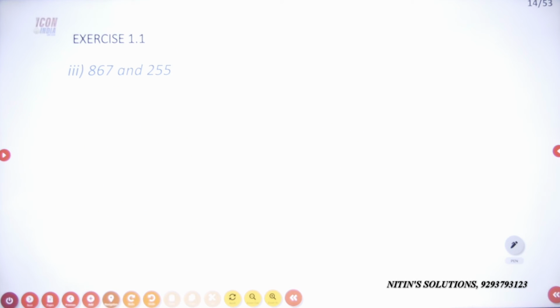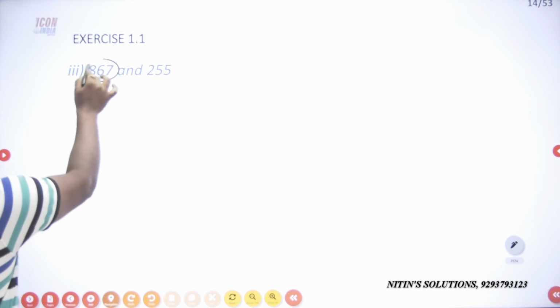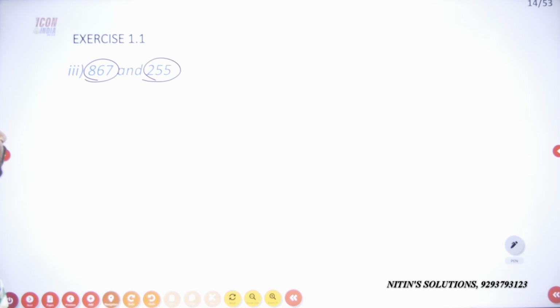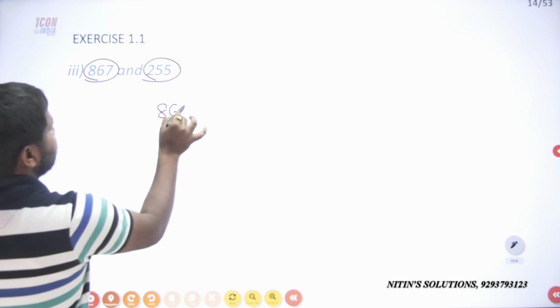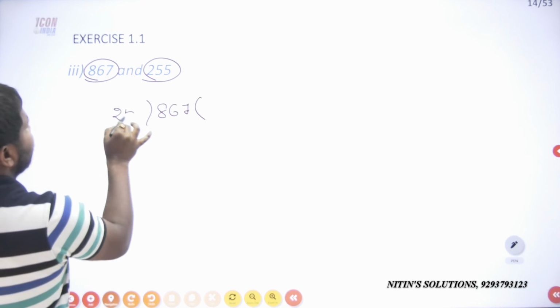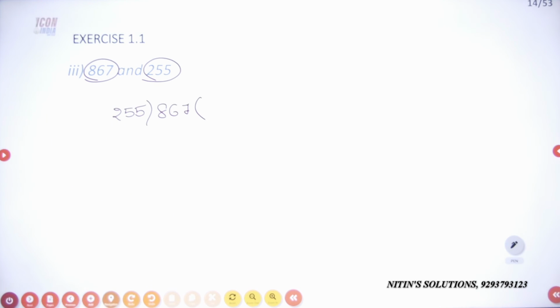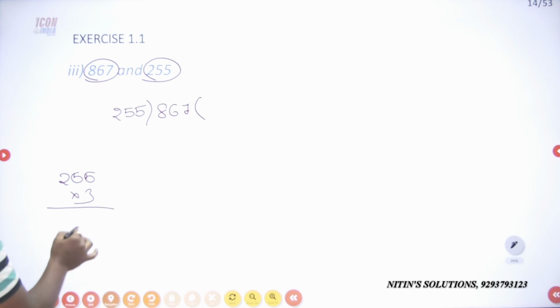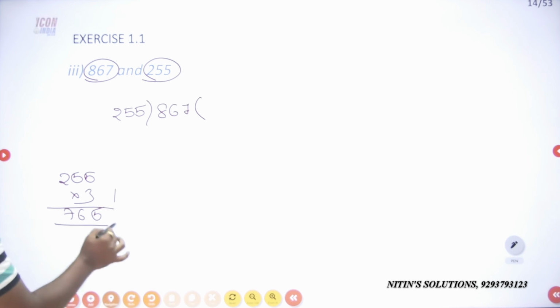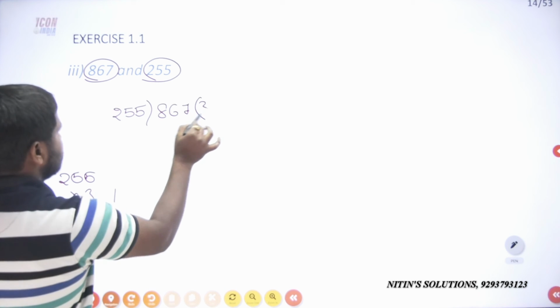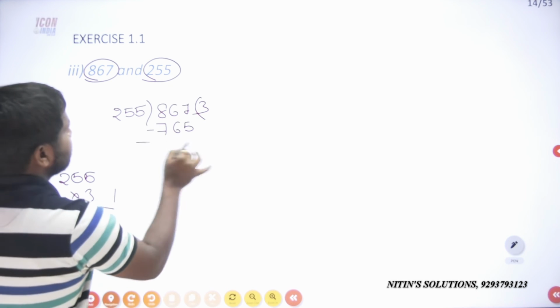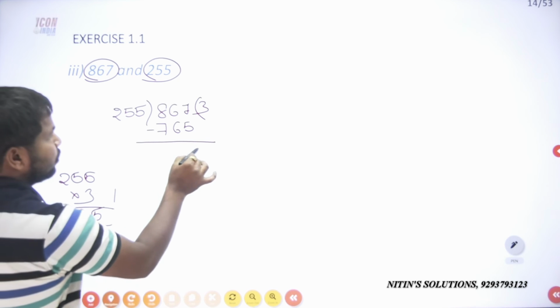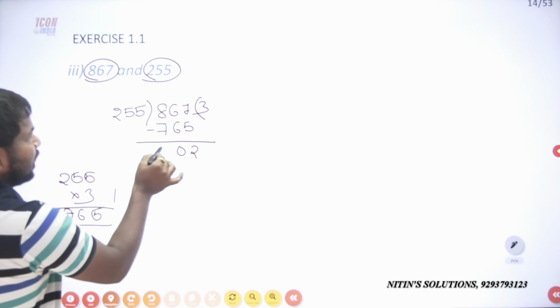The next question is, find the HCF of 867 and 255. Now 867 we need to divide by the number 255. Now 255 times 4 will not work, so 255 multiplied by 3 is 765. By subtracting, what are we getting? 7 minus 5 is 2, 6 minus 6 is 0, 8 minus 7 is 1.